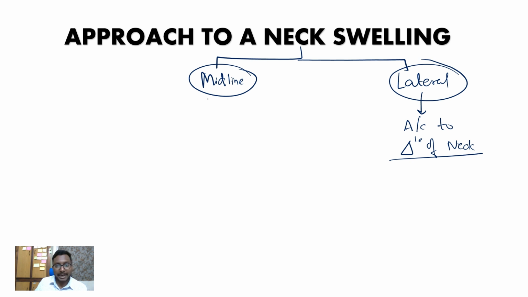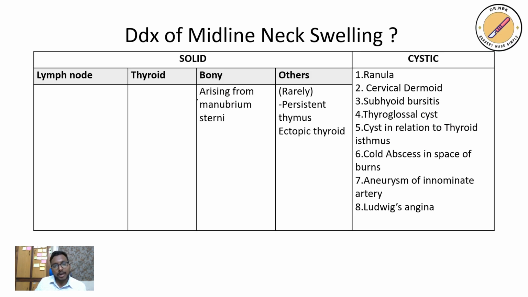Coming to midline neck swelling, this is how you can easily remember the differential diagnosis. You need to decide whether it is solid or cystic. In solid, you can remember from top to bottom. First one is lymph node. You have 1A, that is nothing but the submental lymph node. The others, you have level 6, that is the pretracheal lymph node and also the prelaryngeal lymph node.